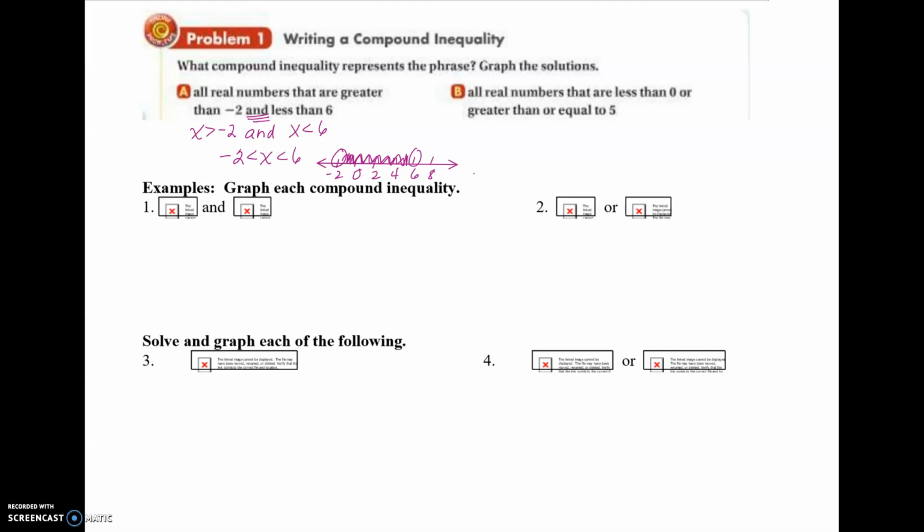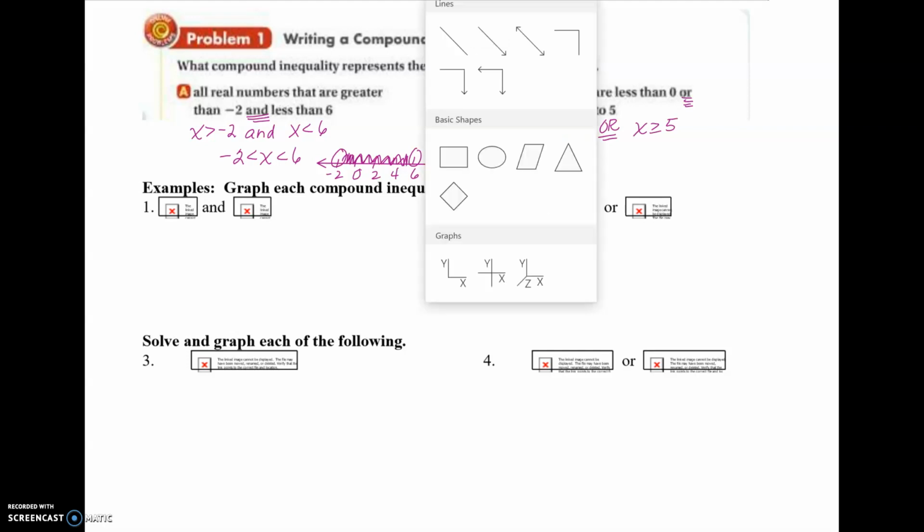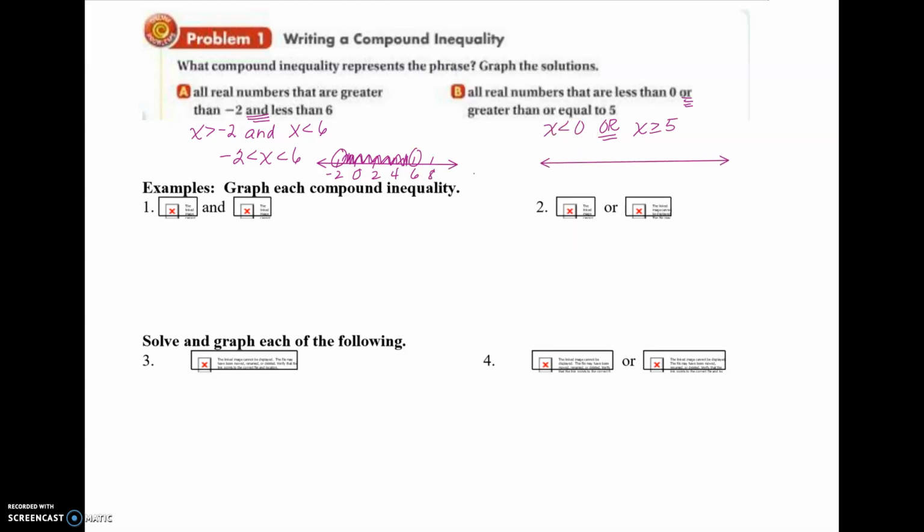B, all real numbers that are less than 0 or greater than or equal to 5. So x is less than 0 or x is greater than or equal to 5. What is this going to look like when we graph it? These are going to graph away from each other. So we have 0, 1, 2, 3, 4, 5, 6. Greater than or equal to 5 is a closed circle on 5, and it graphs to the right. Less than 0 is a closed circle, and it graphs to the left.